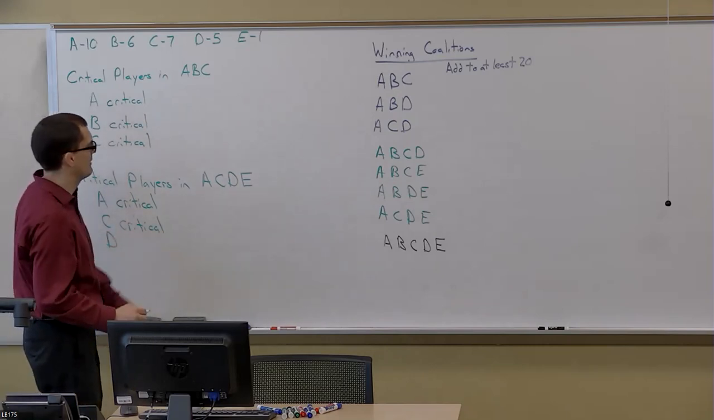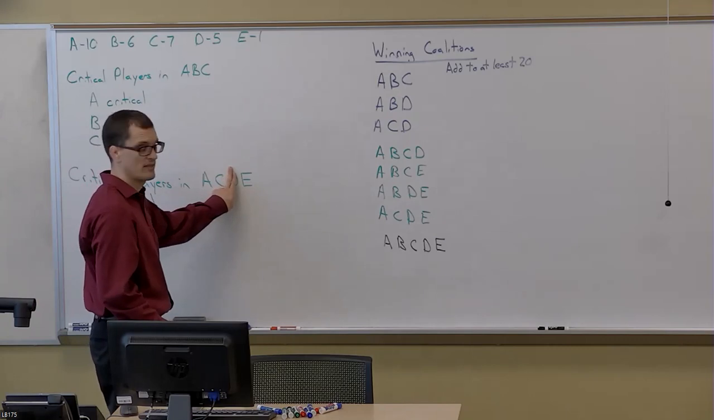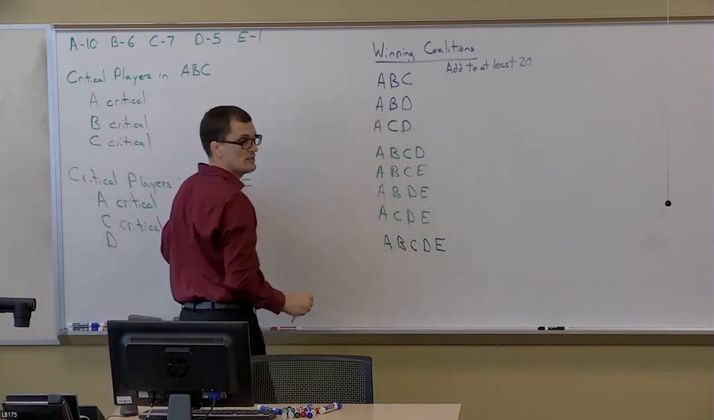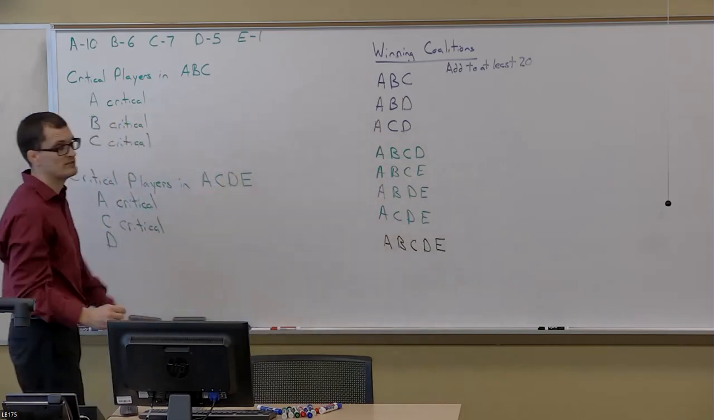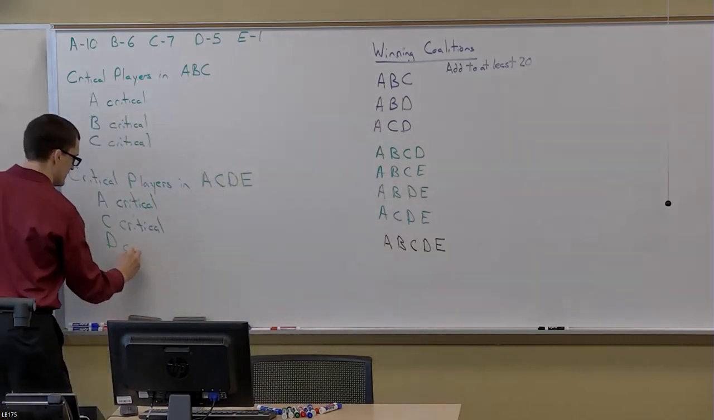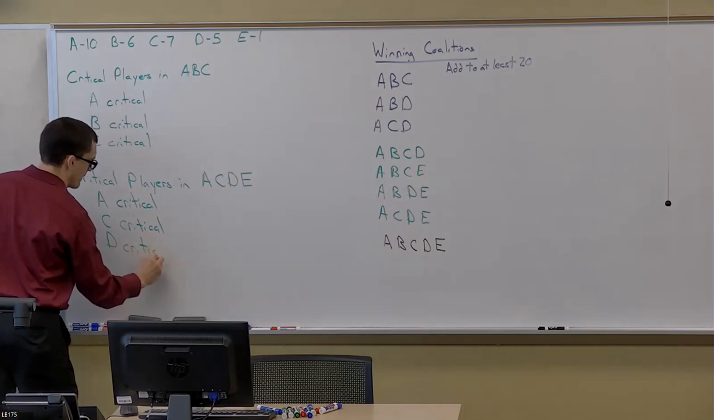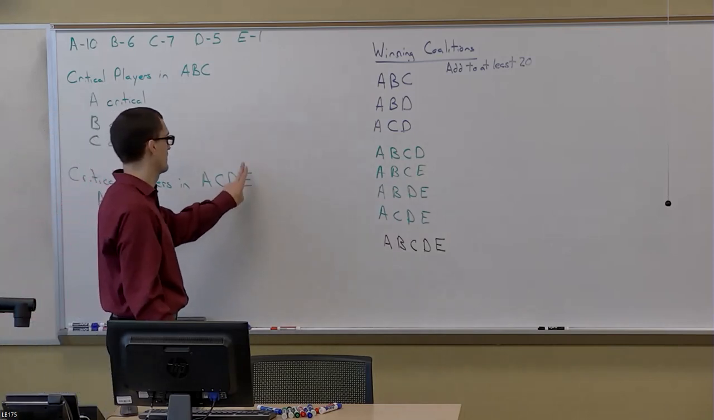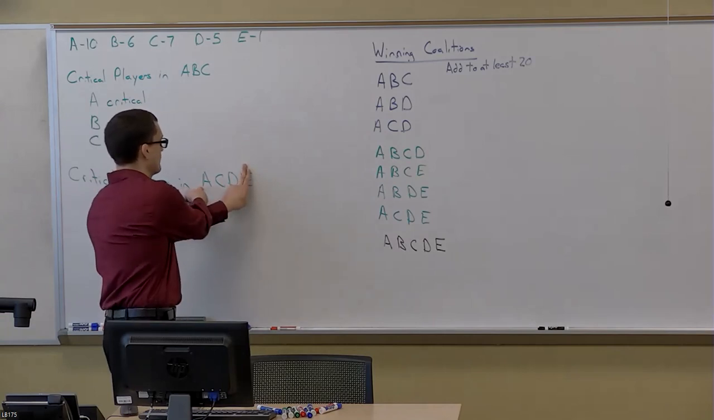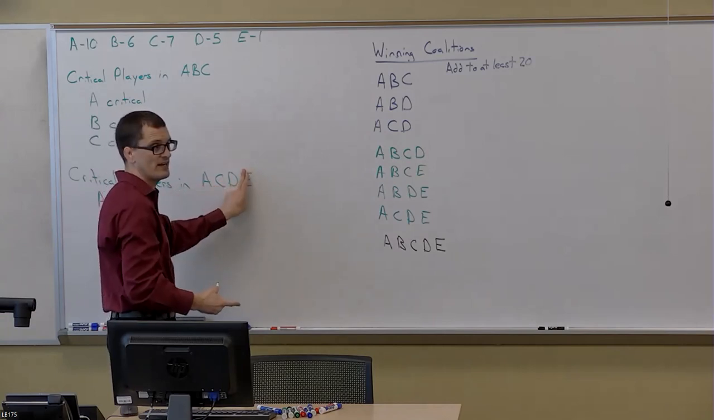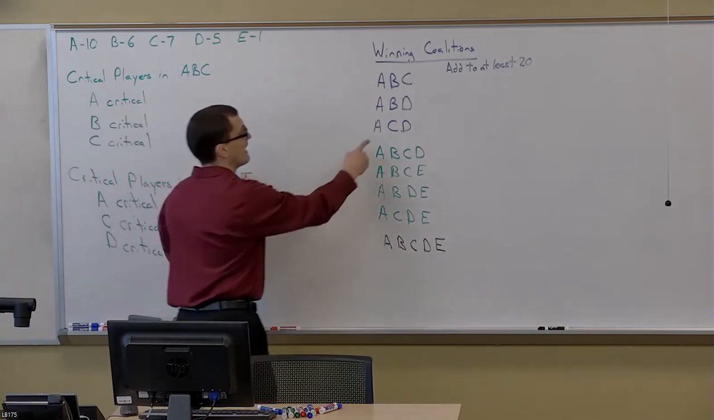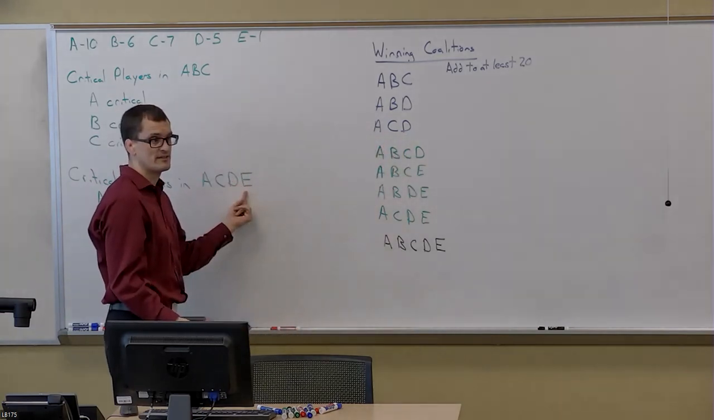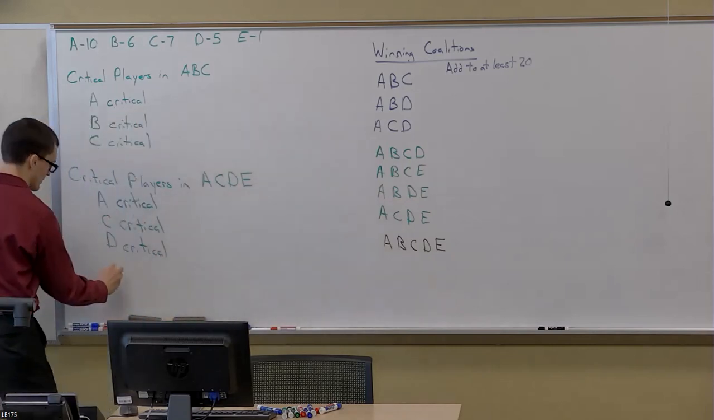If I drop out D, I get ACE. That is not in my winning coalitions. Therefore, D was needed as well. D is critical. And then I look at E. Drop out E, I'm left with A, C, D, right? That is up there. So E is not really needed. So E is not critical.